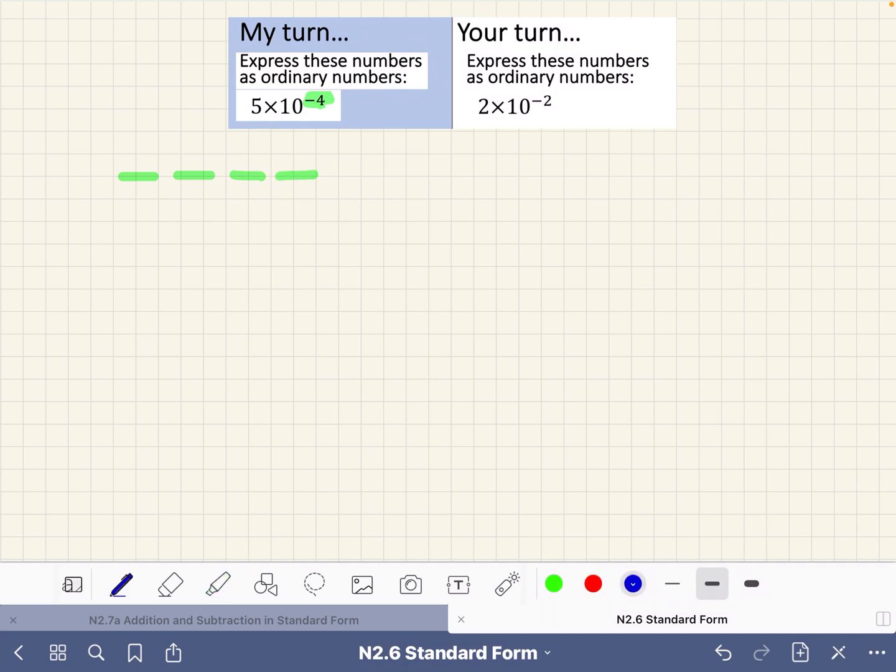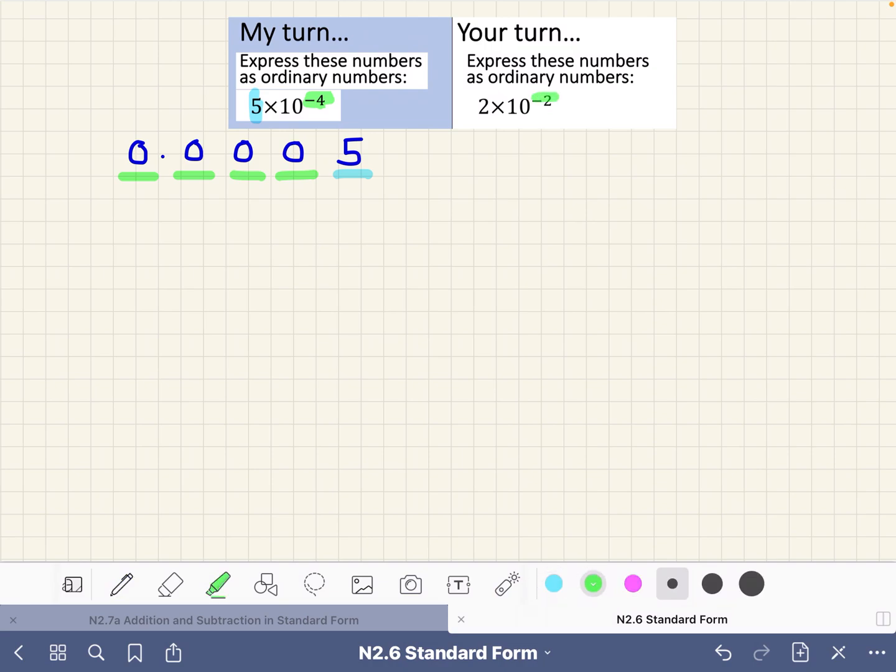This means, in this case, we have 0.000. This 5 is popped onto the end to tell us that 5 multiplied by 10 to the minus 4 is equal to 0.0005. Press pause while you try the your turn question.